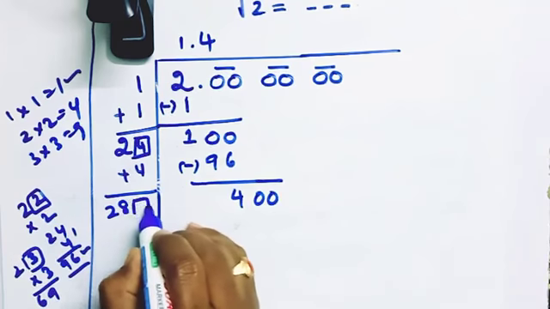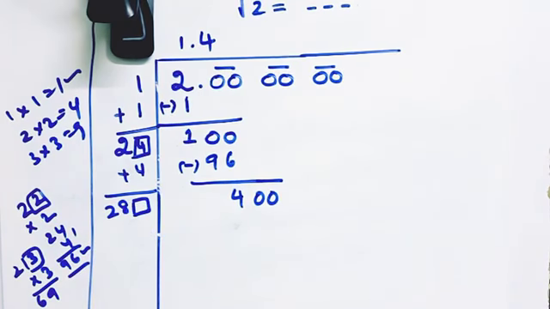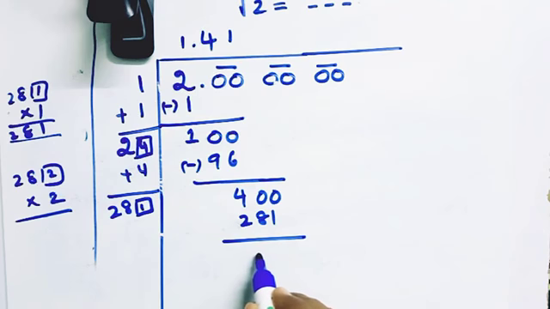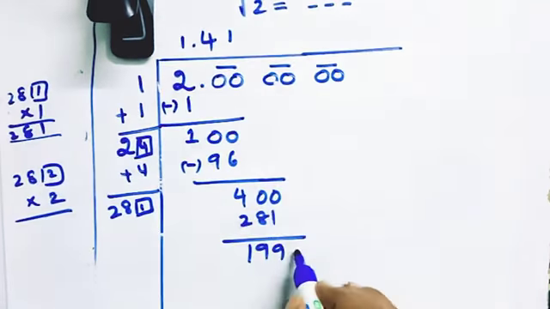Now we need to find one more box digit here. If you take 1 in the box, 281, you should multiply with 1. Otherwise if you take 2 in the box, 282 into 2 you will get more than 500, so we can't subtract. So you can take 281 1s are 281. The answer you will get: 400 minus 281 you will get 199. Again one more pair you should take here.